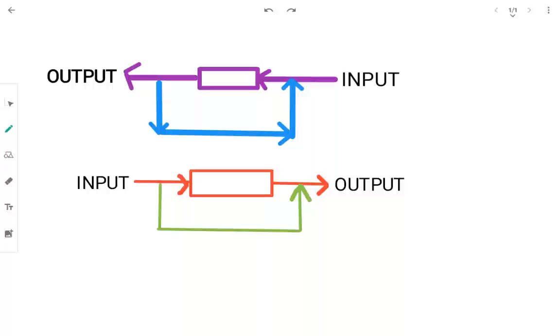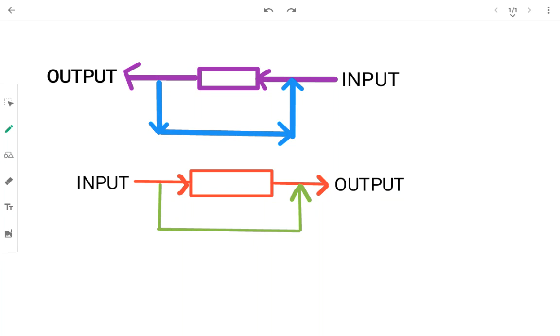Today I am going to teach you about the material balance in recycle and bypass. Okay, let's see. On the screen I have drawn two types of diagram, and can you see the difference? Can you identify anything? Okay, let me explain it.